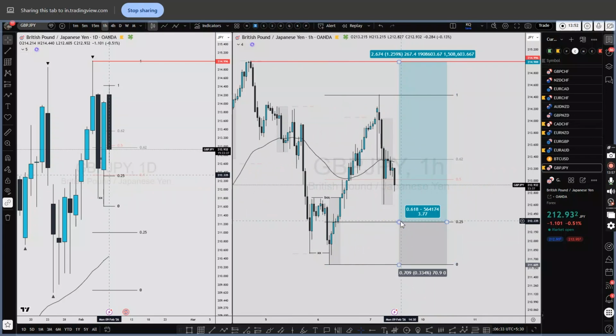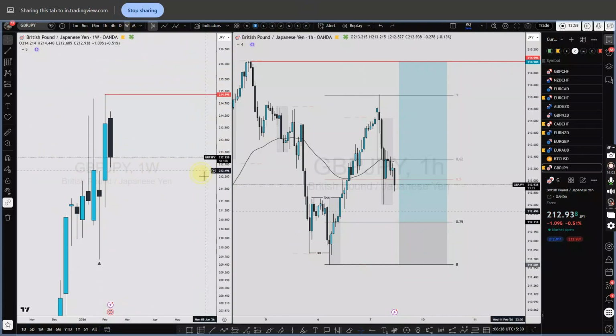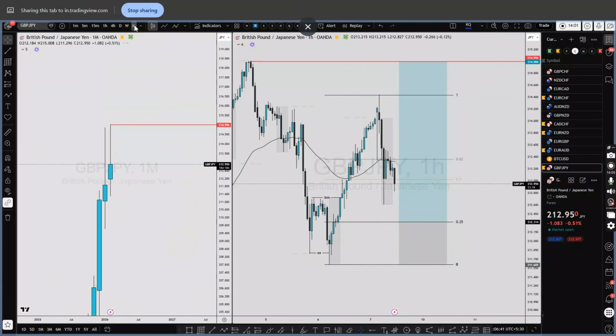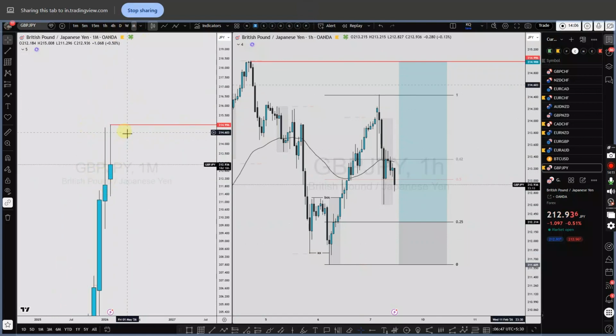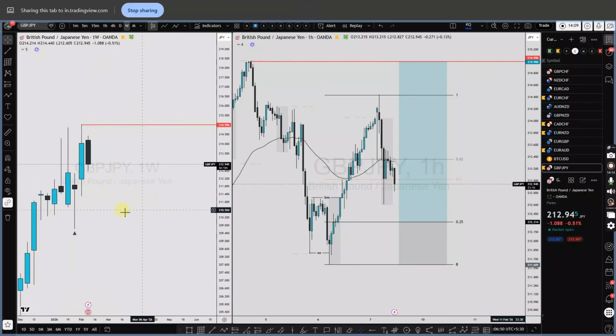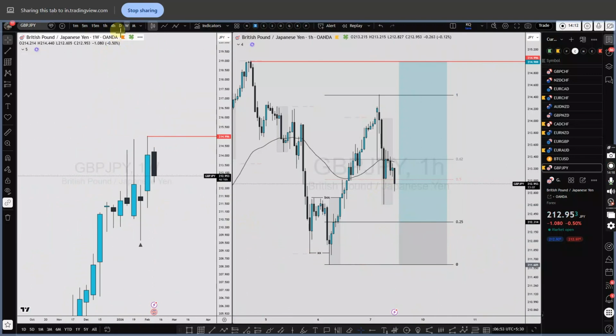That's a valid long, but that's not a high probability long. Actually, it is a high probability long because the weekly bias is bullish, but the monthly bias is already cleared. So if we stick with the weekly bias, then that's the high probability long setup.